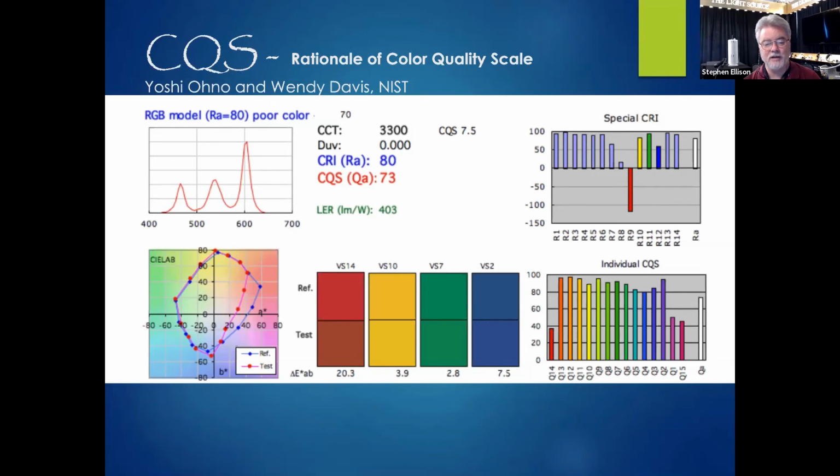The CRI is 80, the CQS is 73. And that's for a 3300 color temperature. The DUV, the distance off of that Planckian curve, is 0. So it's pretty straightforward. But you can see the color gamut going into the red is in that CIE lab chart. You can see how it's getting off. So you can see that the reference for VS14 looks real red, while the test looks brown. So they're showing you that they're not getting all the colors precisely matched.